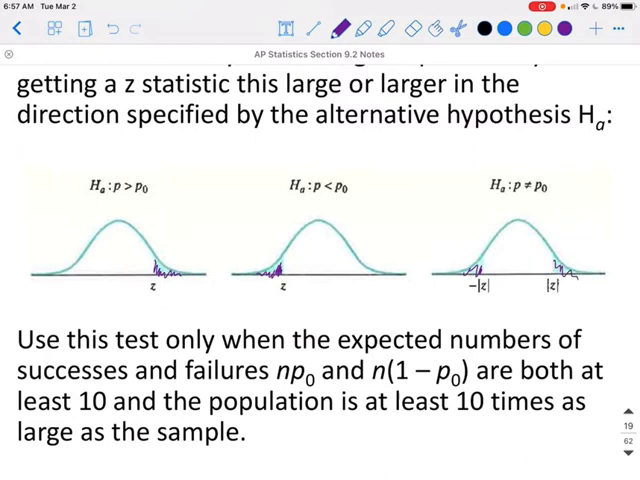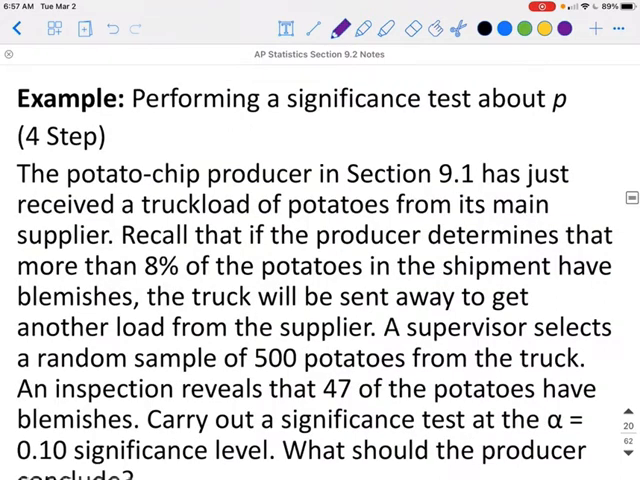Use this test only when the expected number of successes and failures are both at least 10 and the population is at least 10 times as large as the sample. So make sure you check the normal and the independent conditions before you start. So let's go ahead and perform a significance test about p.